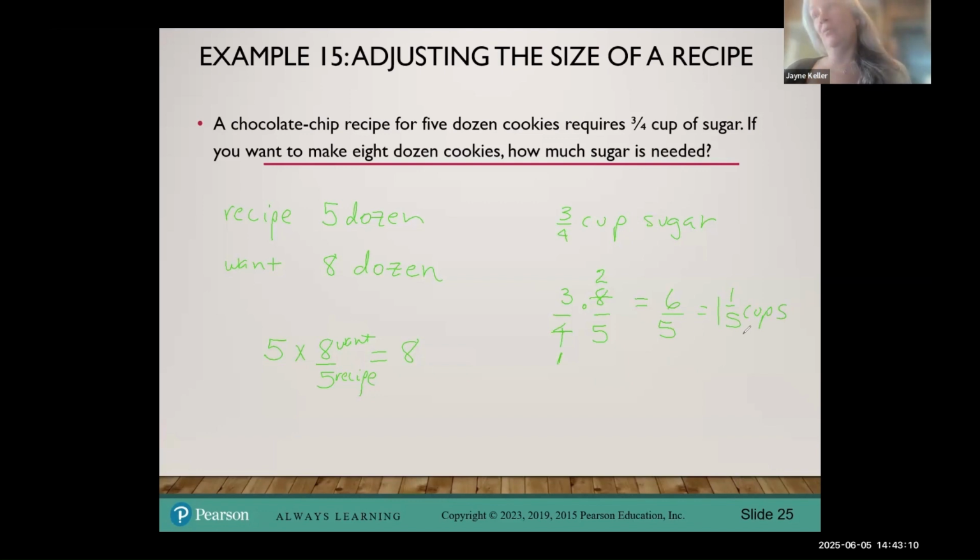And in the real world, when I do this, I don't have a 1/5 cup. So I kind of have to get that as close as I can using more fractions. But for the purposes of the problem, that's all it's looking for. So you're just going to multiply whatever the ingredient is by the fraction that represents the amount you want divided by the amount that the recipe is written for.